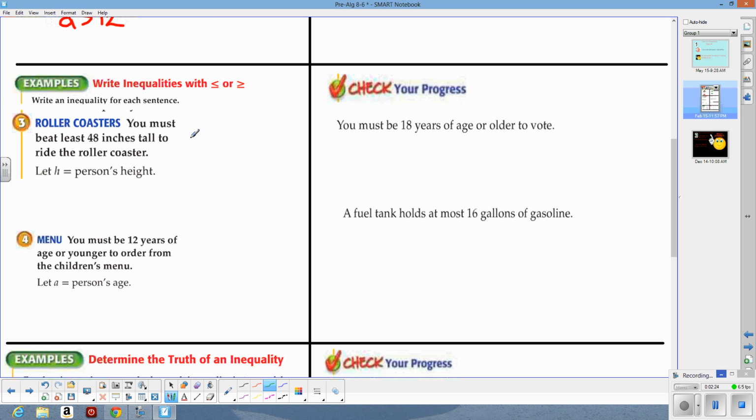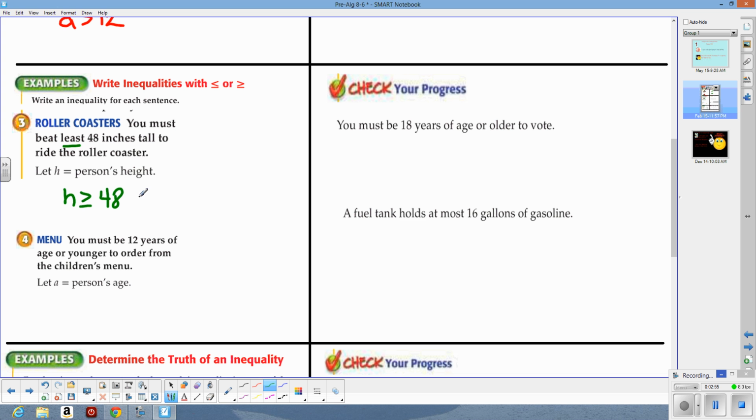This time, you must be at least 48 inches to ride the roller coaster. If you need to be at least 48, that means you could be 48 inches tall or taller. So if h is going to be the person's height, it needs to be greater than or equal to 48 inches. Now, let me just call attention to this right here. Some people see the word least and they think a less than. But if you need to be at least 48 inches, that means you need to be greater than or equal to 48 inches tall.